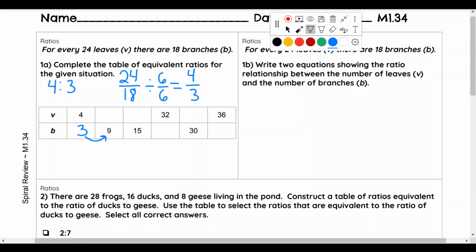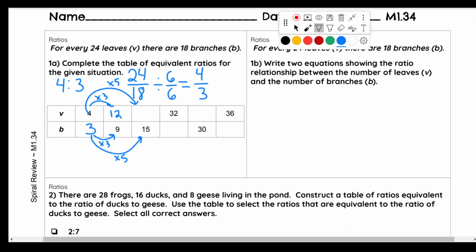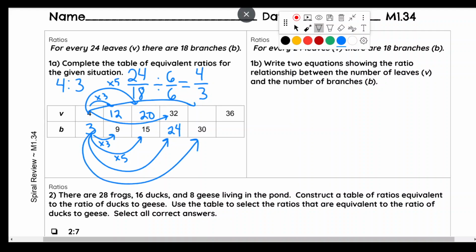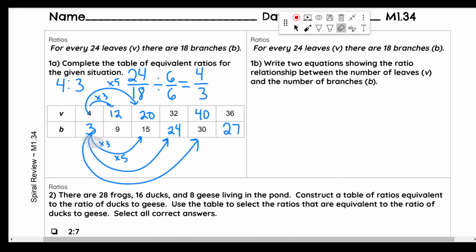3 times 3 is 9, 4 times 3 is 12, 3 times 5 is 15, 4 times 5 is 20, 4 times 8 is 32, 3 times 8 is 24, 3 times 10 is 30, and 4 times 10 is 40, and 4 times 9 is 36, and 3 times 9 is 27. Grab my eraser here and remove some of this so you can see the answer a little more clearly.